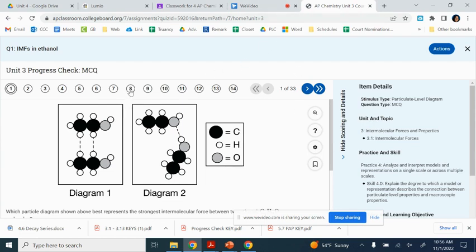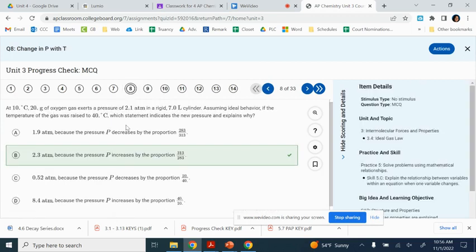Multiple choice, I assume. Yes. Okay, 10 degrees Celsius, we got 20 grams of oxygen. We got a pressure here. We got a rigid container, assuming ideal behavior. Temperature of the gas was raised to 40. What's that going to be?